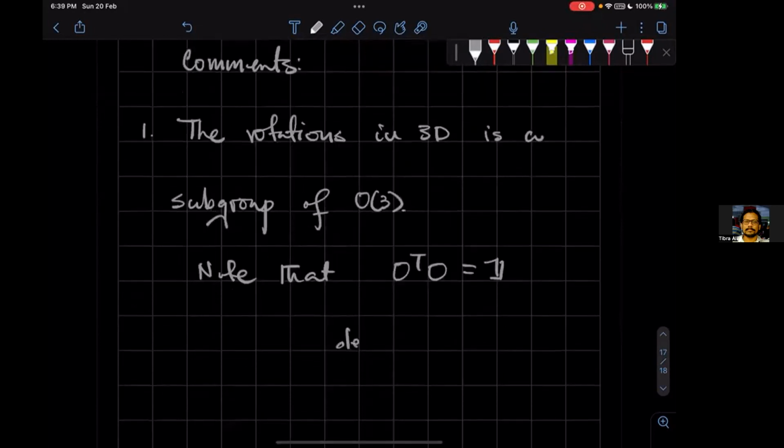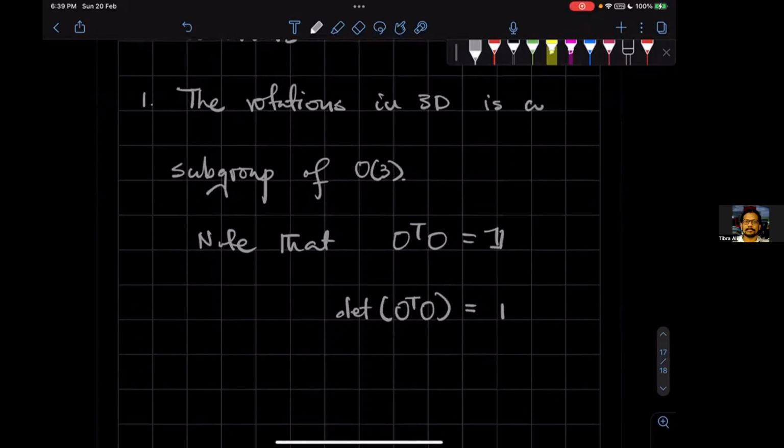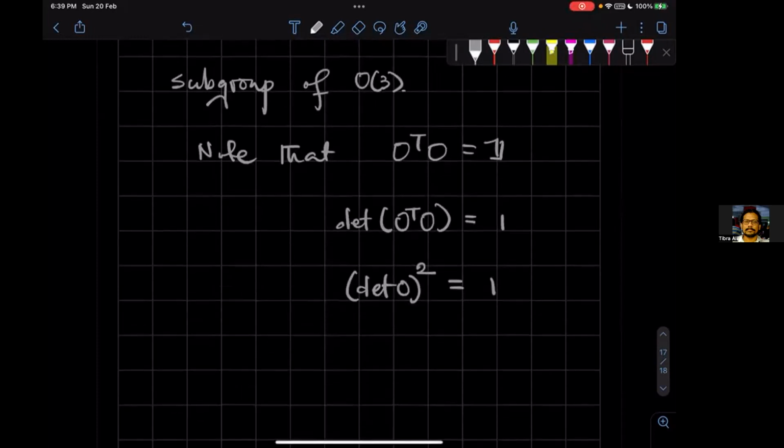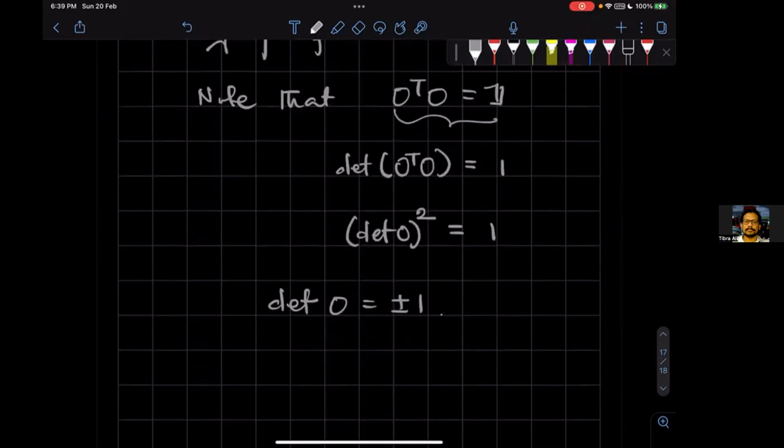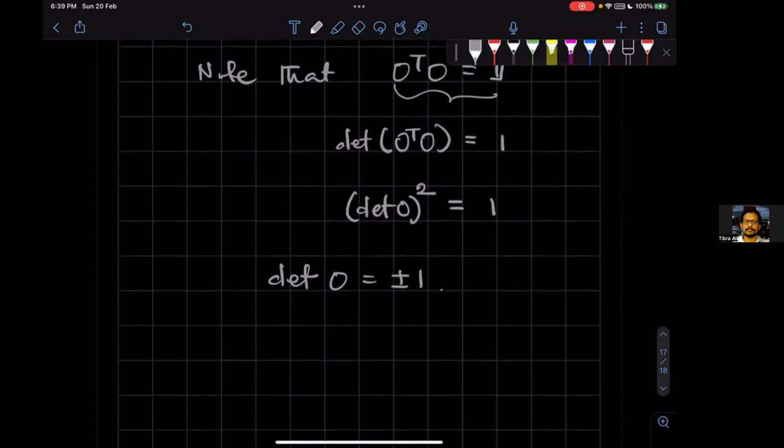Now, if I take the determinant of this equation, I just get this. Now, the determinant of a matrix doesn't change under transposition. So this means the left-hand side is the determinant of the matrix squared, and the right-hand side is 1. So this equation implies that the determinant of O is plus or minus 1.